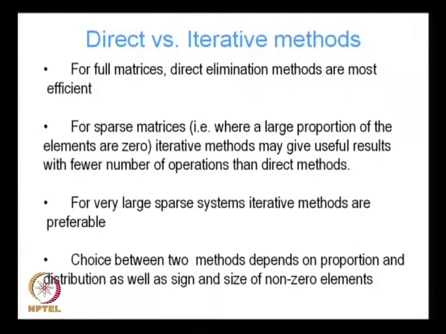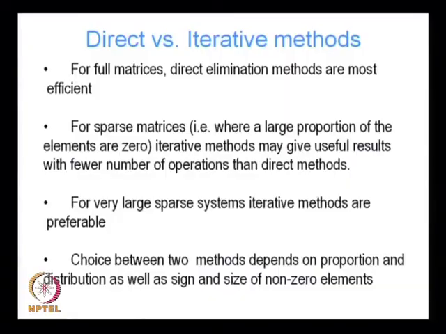For full matrices, direct elimination methods are the most efficient. However, for sparse matrices, that is, where a large proportion of the elements are 0, iterative methods may give useful results with a fewer number of operations than direct methods. For very large sparse systems, iterative methods are preferable.